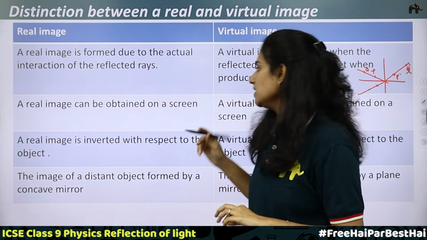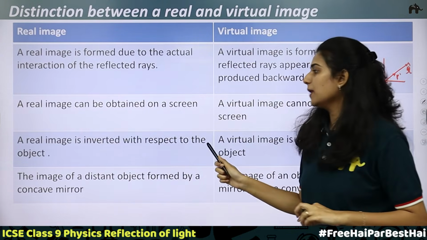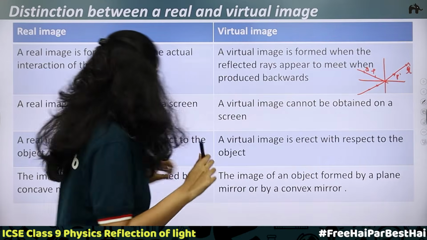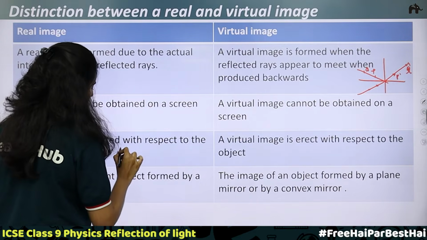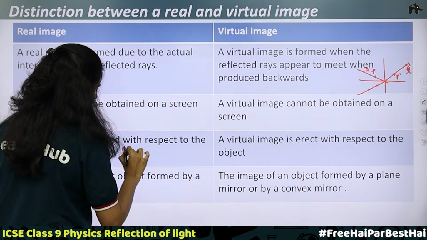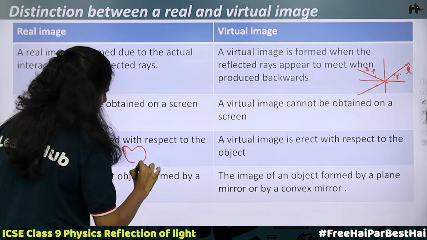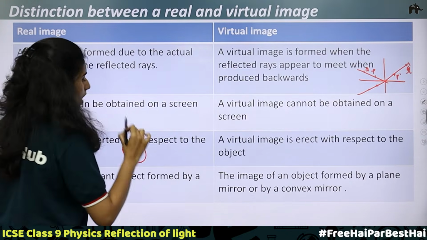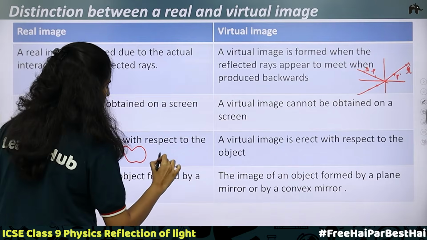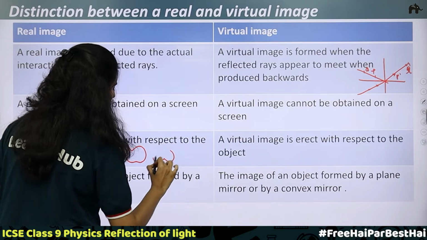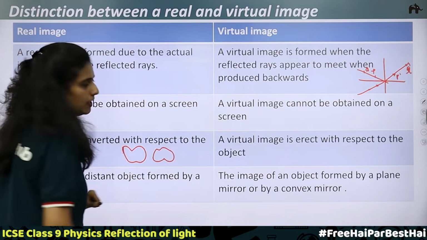Next, the third point: a real image is inverted with respect to the object. How does an inverted image form? If this is the object, let us say we have an apple, how will the image look? It will be inverted. This is how the image will look.